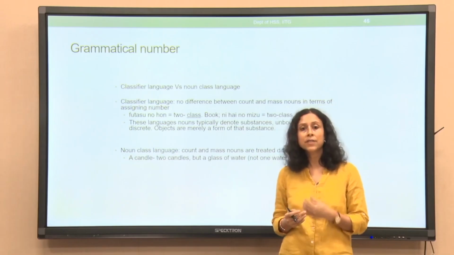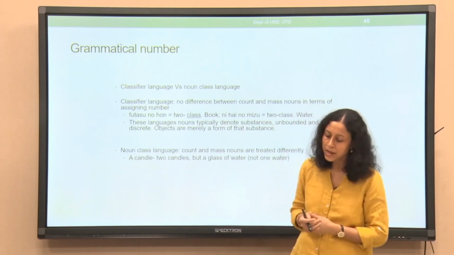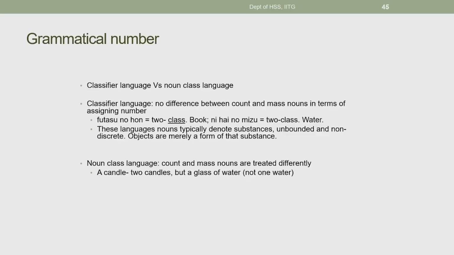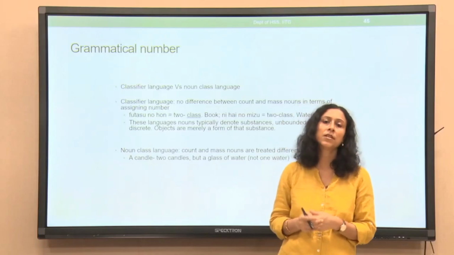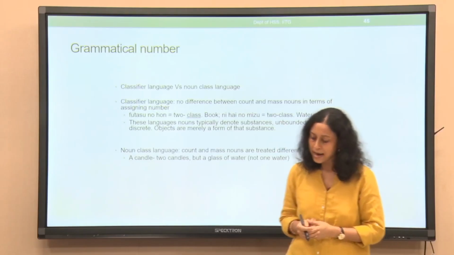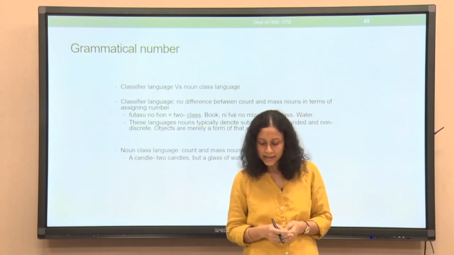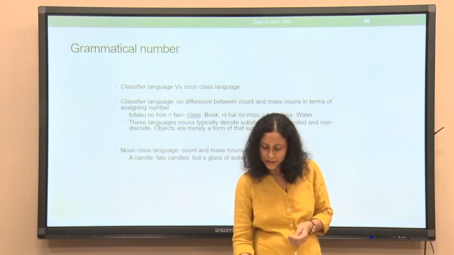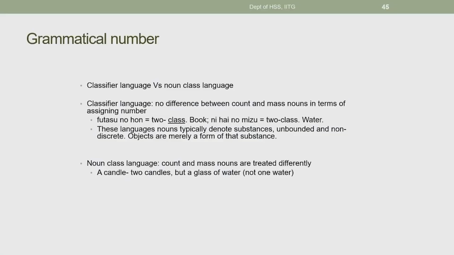However, in the case of classifier languages, it is possible to use the same number marker for all kinds of numbers, both singular and plural. The nouns in these languages typically denote substances, because classifier language nouns will not talk about the shape and size of the object, but the substance with which it is made, and hence it is unbounded and not discrete.